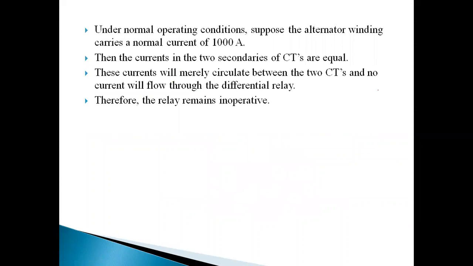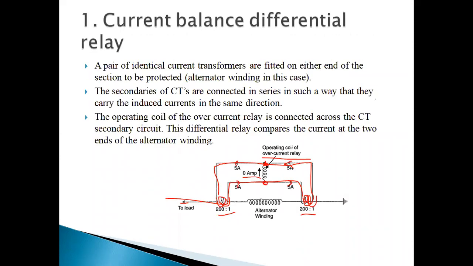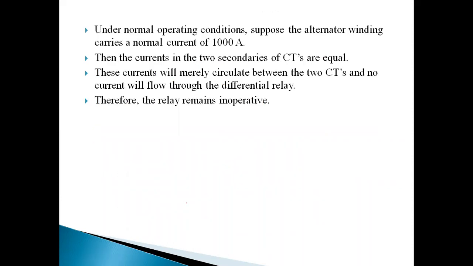Okay. Now, under normal operating conditions, suppose the alternator winding carries a normal current of 1000 ampere. So, we are considering that under normal conditions your alternator is carrying 1000 ampere current. Then the currents in the two secondaries of the CTs are equal, and the current in this CT secondary winding will be the same.